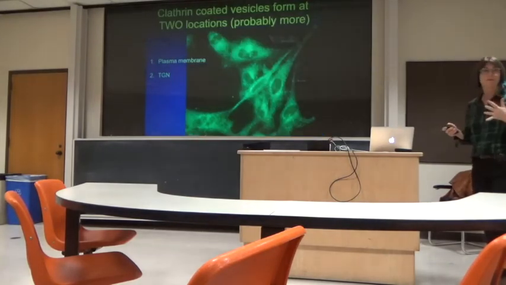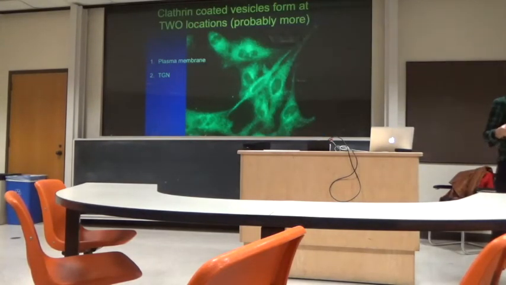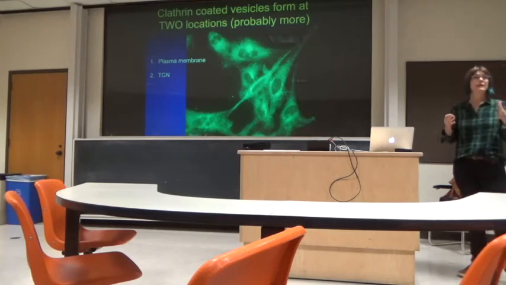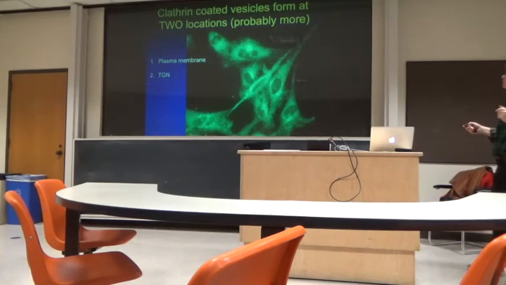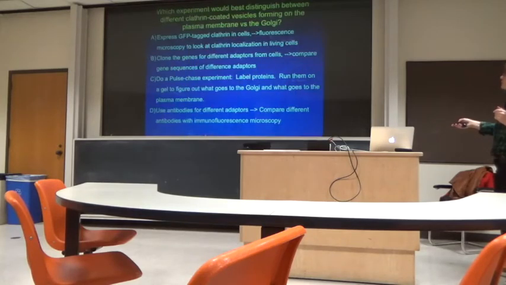So Scottie Robinson, who was a postdoc in Barbara Pearse's lab, made antibodies and also GFP constructs later, and was curious about the difference between these two compartments. How are the plasma membrane clathrin vesicles different from the trans-Golgi ones? And so her thought process was something like this: to do an experiment with the tools she had in hand. What experiment would best distinguish between the different clathrin-coated vesicles forming on the plasma membrane versus the Golgi? How are these different from each other?